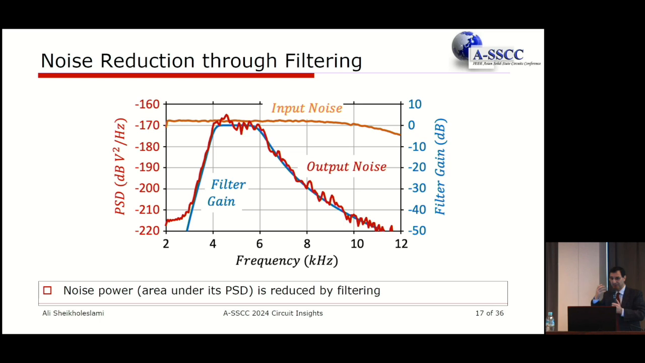This is in fact very easy, and I'm showing you one example here. When the input noise is flat, as you can see here, at about minus 168 dB per hertz, and then I apply a filter. This is the filter gain in blue. Once I multiply the two, I will get the red. So now the input noise is flat, and you have to take the area underneath this to find out the total power of noise. Once I go through the filter, it reduces the amount of noise. So the noise power, which is the area under its PSD, is now reduced by filtering.